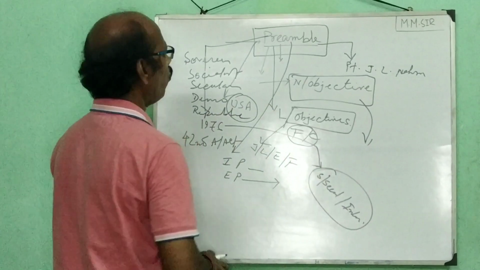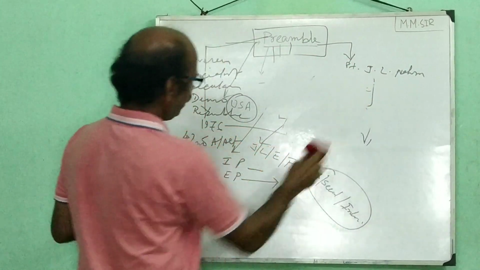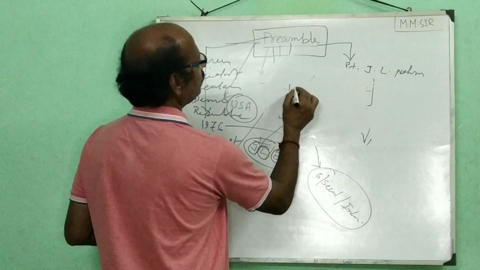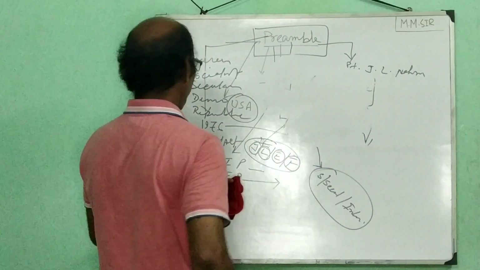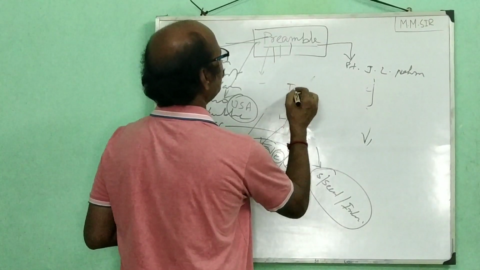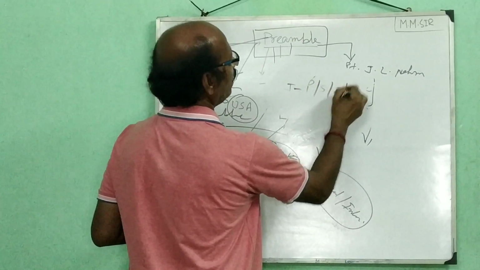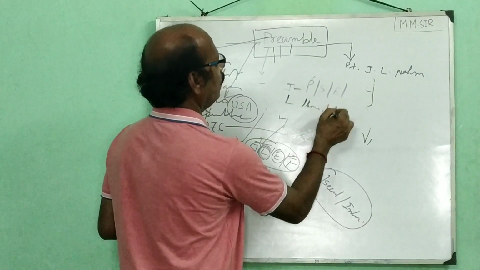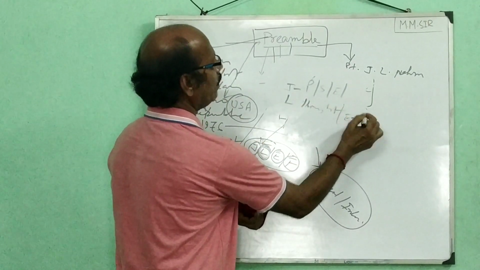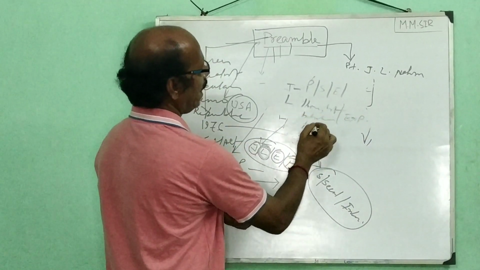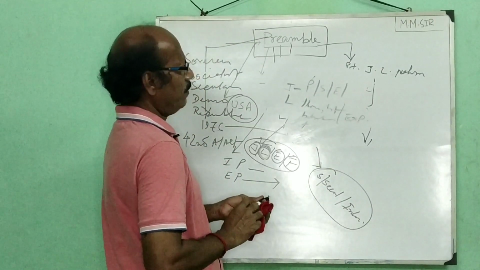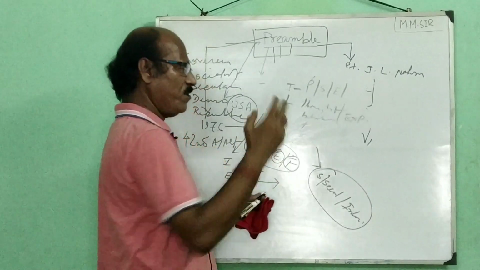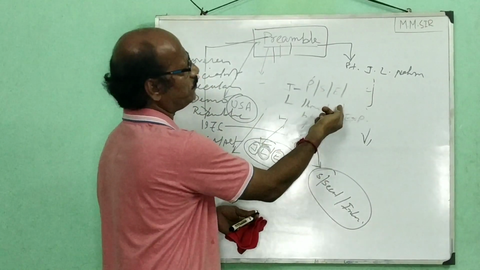On the other hand, what is the actual objective of our preamble? The objective of the preamble, here it has been written, is justice, liberty, equality and fraternity. What is justice? Justice means political justice, social justice, economic justice. On the other hand, liberty means liberty of thought, expression, belief, faith and worship. That means all types of liberty have been provided by the Constitution of India, which has been inserted under the preamble.